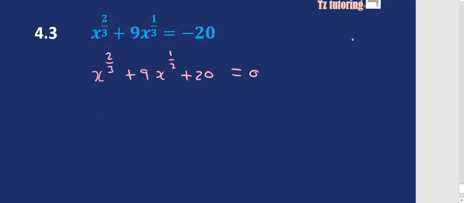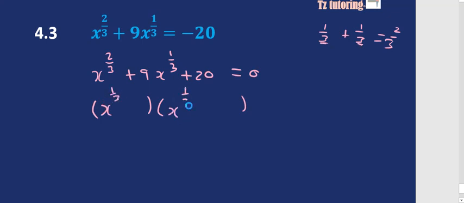Alright, and of course we know that, that should be 1 over 3. Okay, we know that 1 over 3 plus 1 over 3 will give you 2 over 3. Okay, so we can factorize this into two brackets with an exponent of 1 over 3, because together they're going to give us that 2 over 3. So we have x to the 1 over 3 and x to the 1 over 3, and of course if we add those we get this, which is the exponent of the first term.